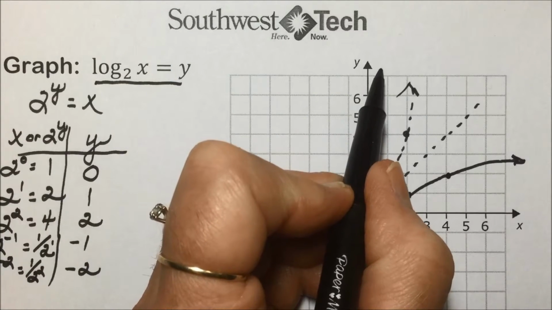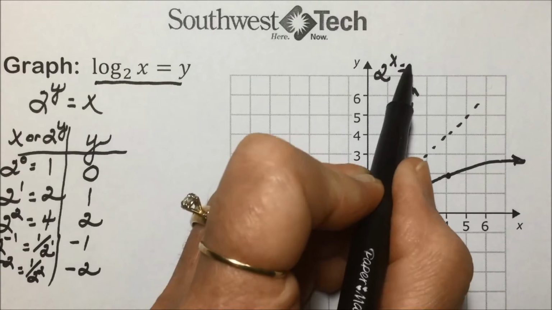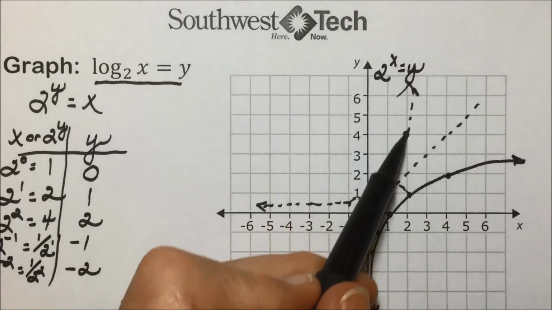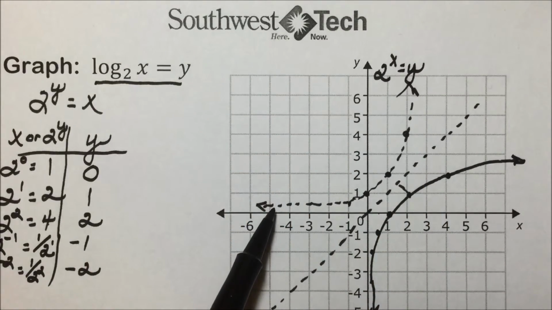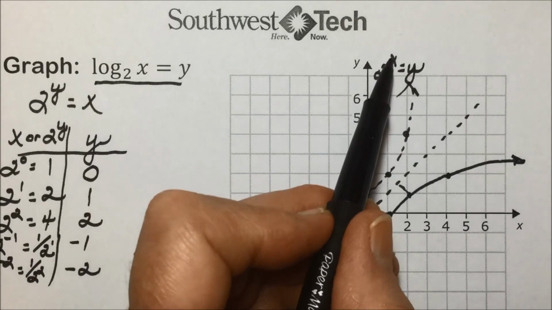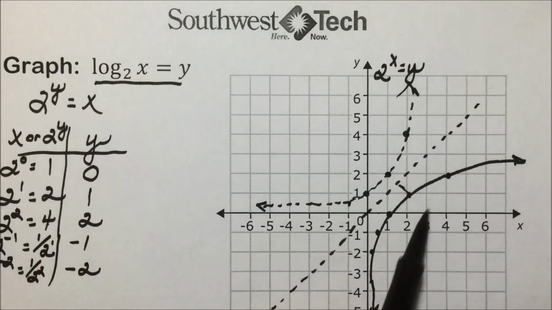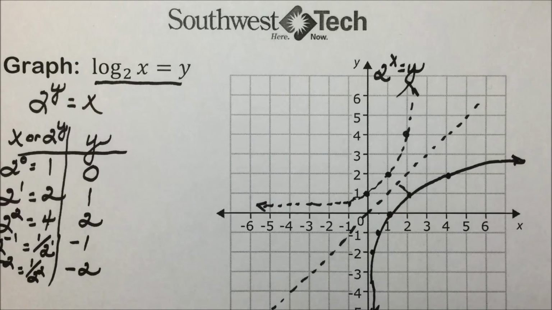2 to the x is equal to y. And this is here solely for reference of showing that the exponential function, a base raised to a power, has an inverse of the logarithmic function.